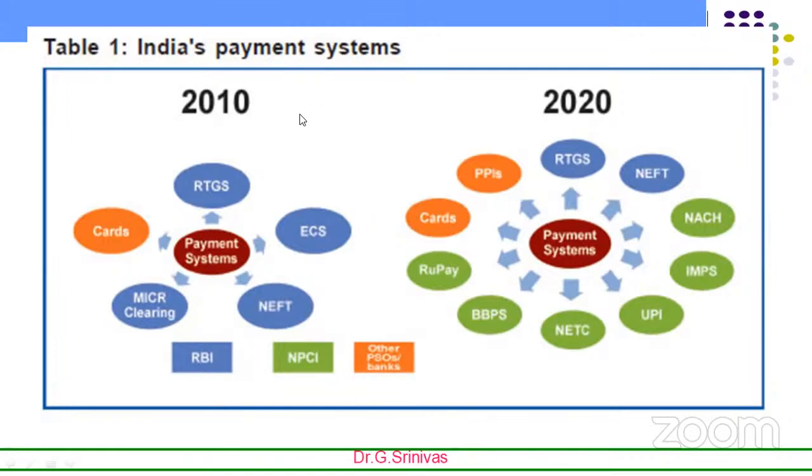But if you come to 2020, we have so many payment systems. We had RTGS in 2010, and now we are also using RTGS. Apart from RTGS, we have NACH, IMPS, UPI, NETC, BBPS, RuPay, cards, and PPI. Cards, RTGS, NEFT we had earlier. But nowadays we are using new technologies like UPI, IMPS, Immediate Payment Service, and RuPay cards. So these we will discuss now.